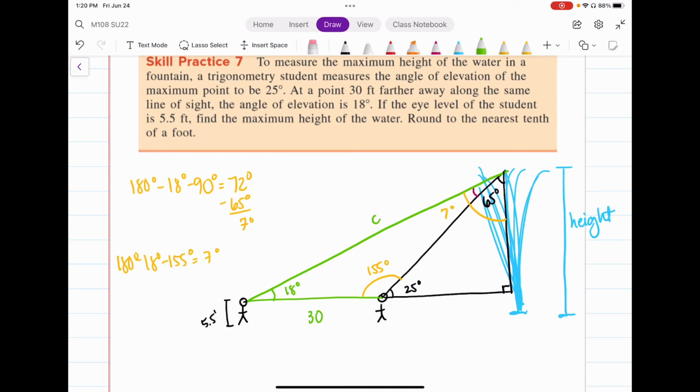We can then find what I've identified as side length C using the law of sines. We know angle 7 and side 30, and angle 155 and side C. So side C over the sine of its corresponding opposite angle is equal to side 30 over the sine of 7 degrees. So C is going to be equal to 30 times the sine of 155 degrees over the sine of 7 degrees, which is 104.